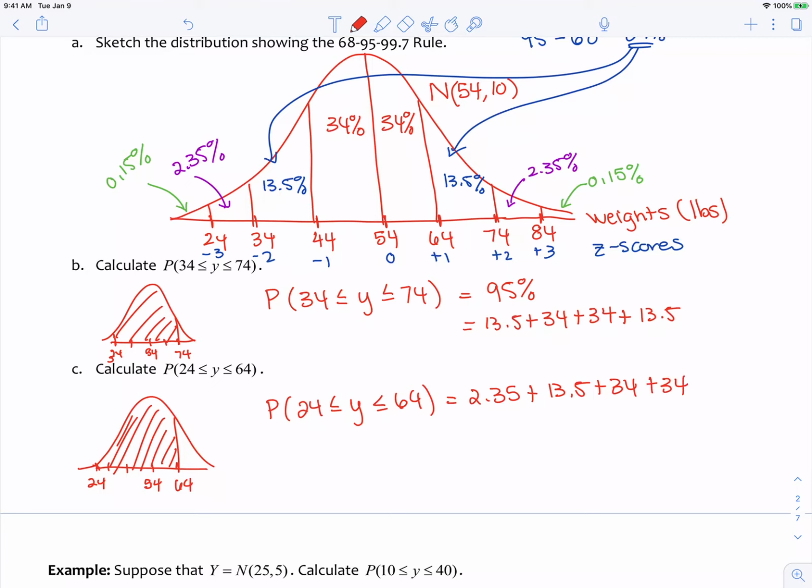And then another 34%. And so adding those all together, let's see here, grab my calculator, 2.35 plus 13.5 plus 68, basically. Put those together, and that's 83.85% chance that we have weights that lie between 24 and 64 pounds.